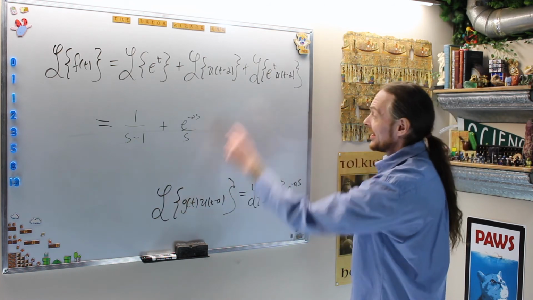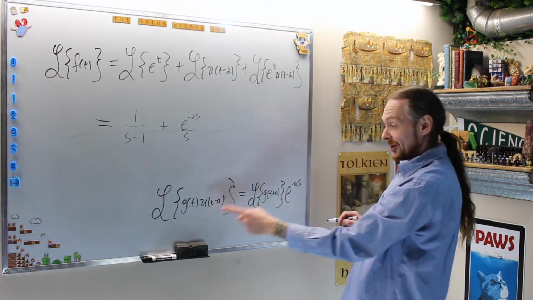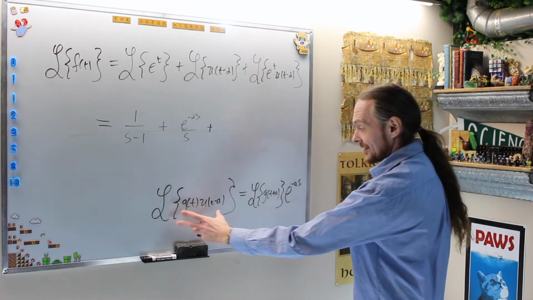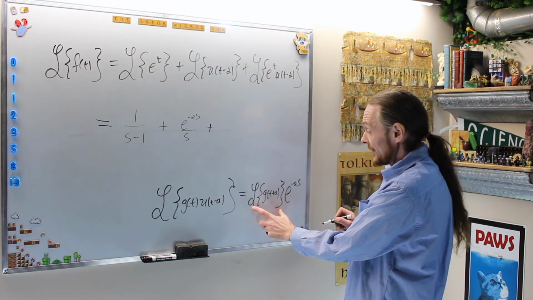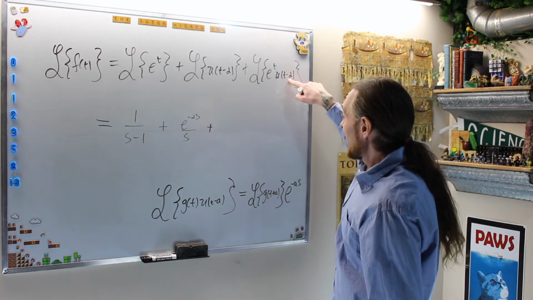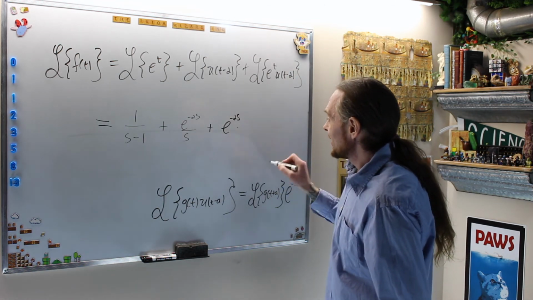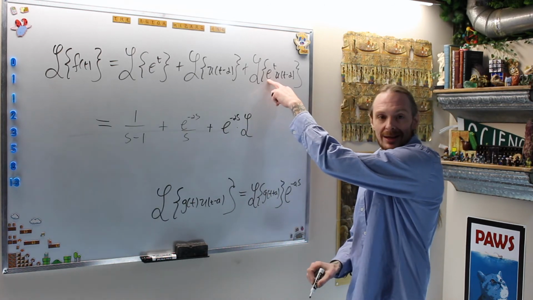My g is e to the t, and my shift is 2. And I'm using this formula, so plus, and I'm going to do it in steps. First it says, and then I'll figure out what the Laplace transform of this shift is. First it says, because I have the 2, it's going to be e to the negative 2s times the Laplace transform of this guy shifted plus 2.